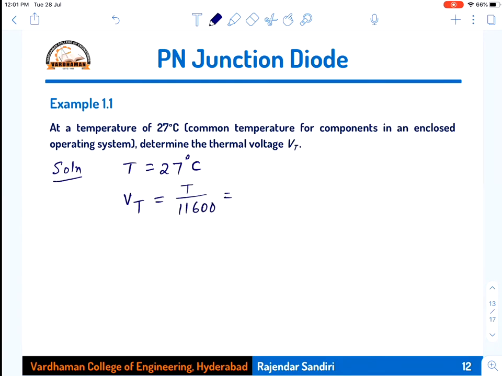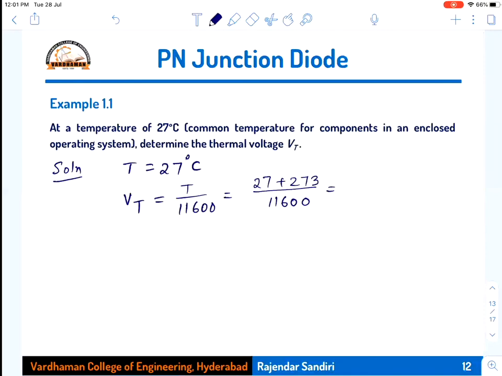So now what is that formula? I should not substitute T as 27 directly. T is in Kelvin. So 27 plus 273 by 11,600. How much is this one? Use the chat box and type it. Very correct. 0.0258. That is volts.